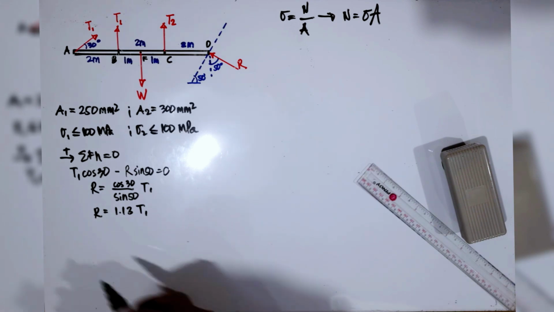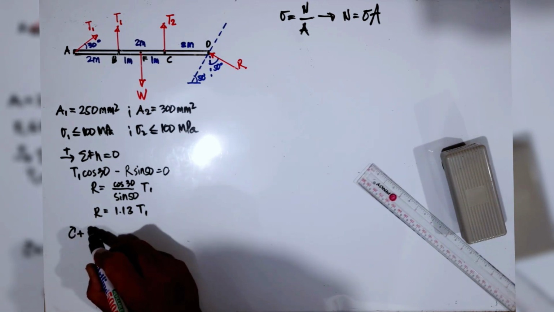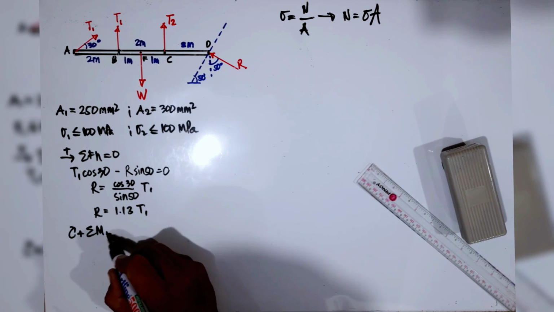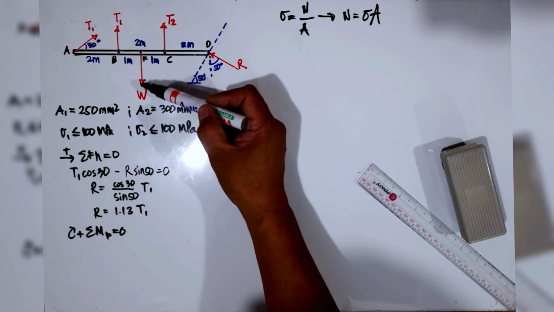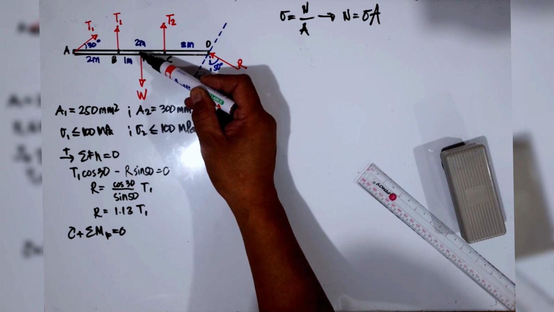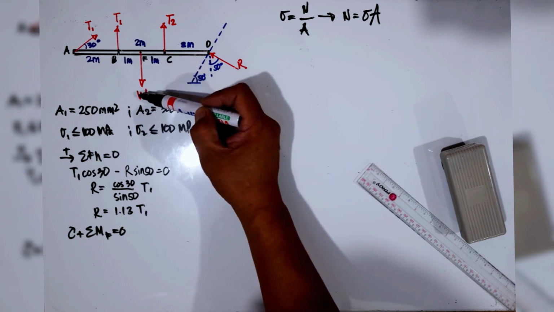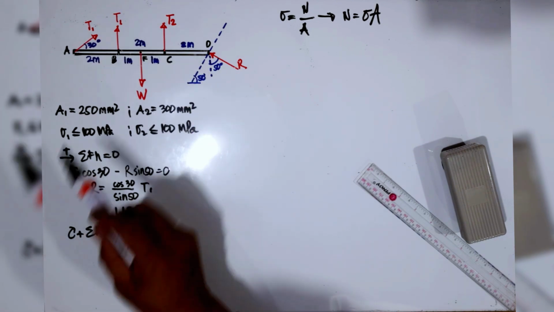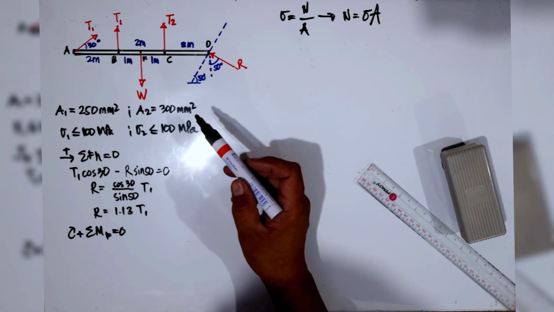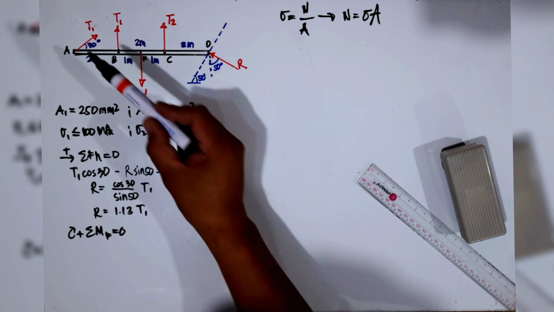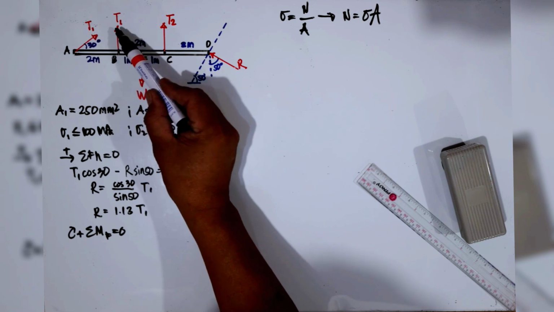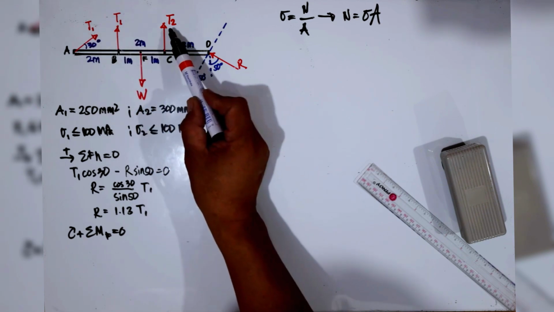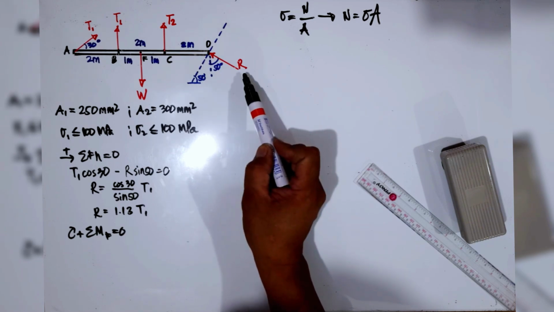We then sum up moments at point F so that W will not be included in the equation, because at point F, the moment arm for W is 0. So this will not be included in the equation. If we consider clockwise moment as positive, clockwise moments will be created by these forces here, T sub 1 and another T sub 1, counterclockwise T sub 2, and the vertical component of R.